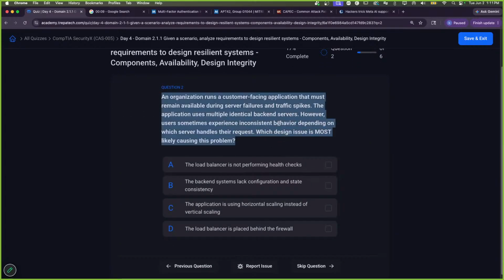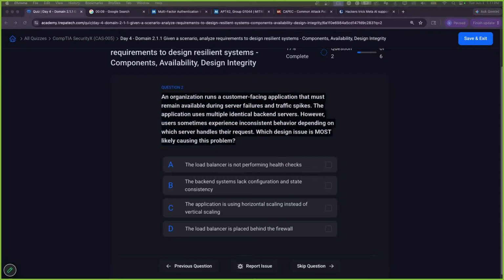Okay, question 2. An organization runs a customer-facing application that must remain available during server failures and traffic spikes. The application uses multiple identical backend servers. However, users sometimes experience inconsistent behavior depending on which server handles their request. Which design issue is most likely causing this problem?